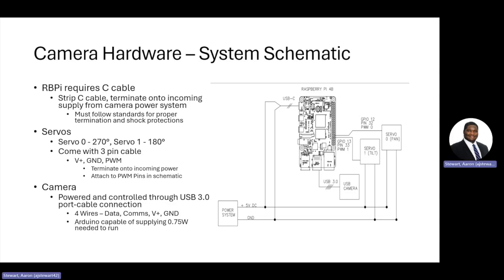And there are some concerns with disruption due to the EMF generated by the servo motor, but in this case, these servo motors do have internal back EMF protections, so we don't have to worry as much about any kind of current coming back through the line and potentially browning out or decreasing the voltage of our Raspberry Pi and causing it to no longer operate properly.